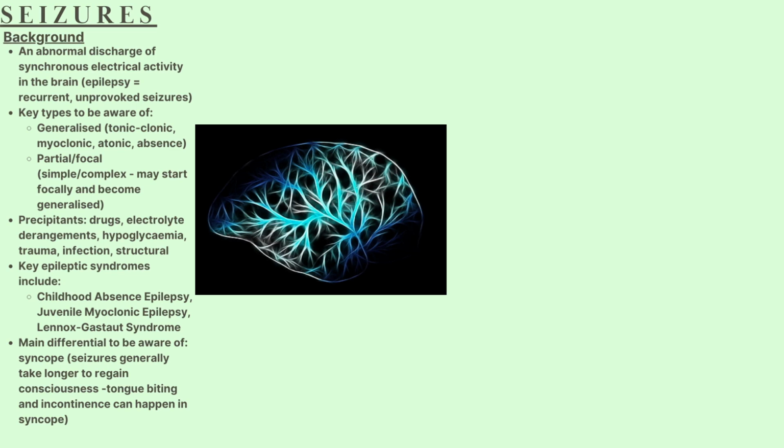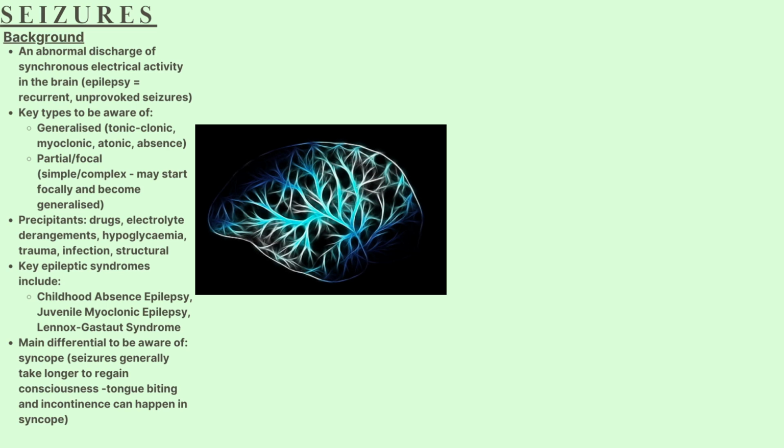The key precipitants of seizures include drugs, electrolyte derangements, hypoglycemia, trauma, infection, structural issues, and there are some seizures that are paroxysmal. Some of the key epileptic syndromes to be aware of include childhood absence epilepsy, juvenile myoclonic epilepsy, and Lennox-Gastaut syndrome. The main differential to be aware of is syncope.